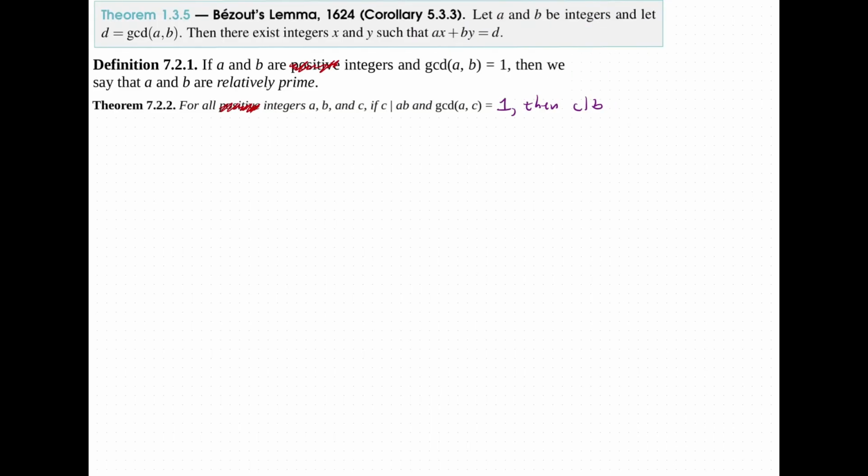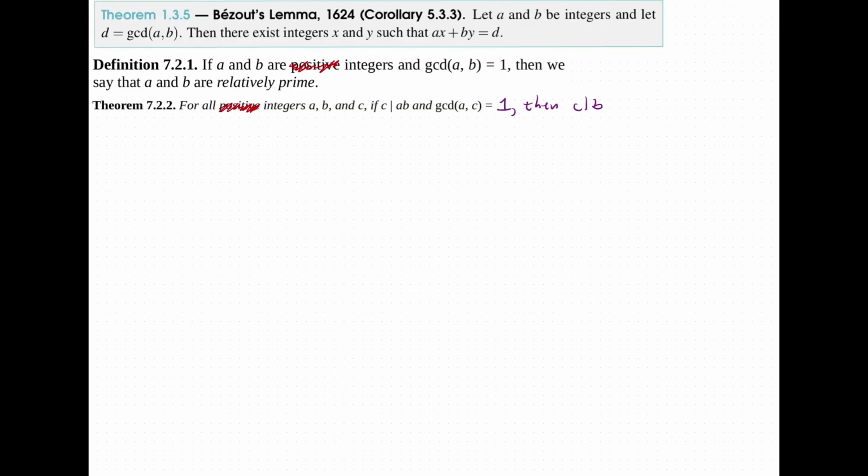The first statement we covered last time, and it is the notion of what it means for two integers to be relatively prime. Something to note is that Bellman says everything in the context of positive integers. All these definitions hold for the integers as a whole, and so I've gone ahead and crossed out the part where he says positive. So given two integers a and b, and their GCD is equal to 1, then we say that a and b are relatively prime.